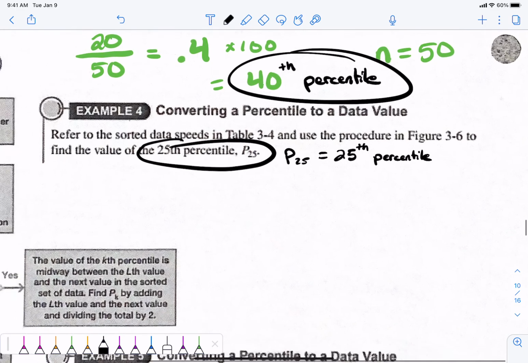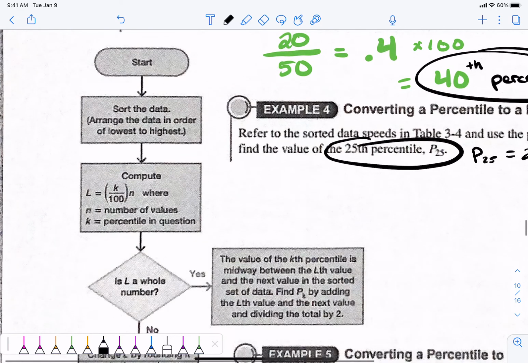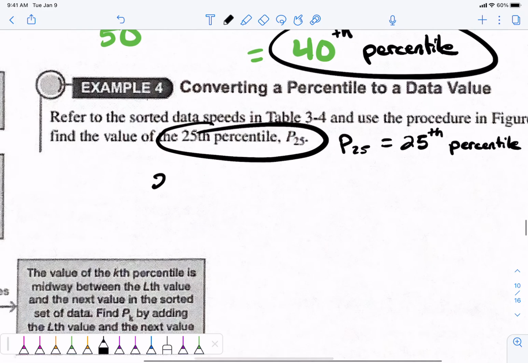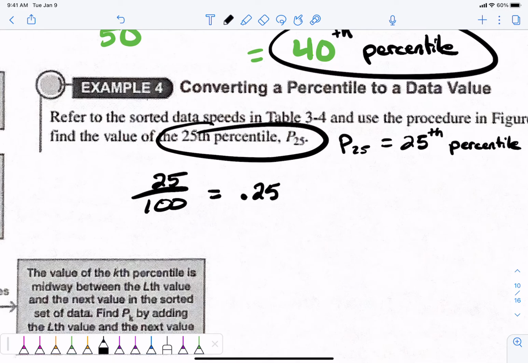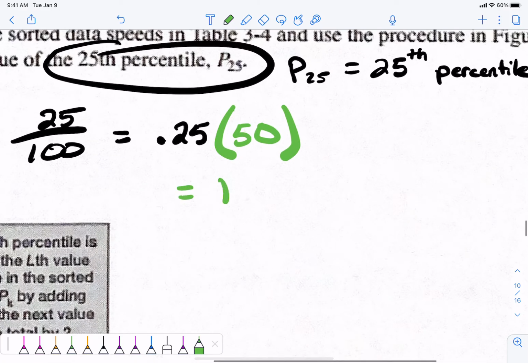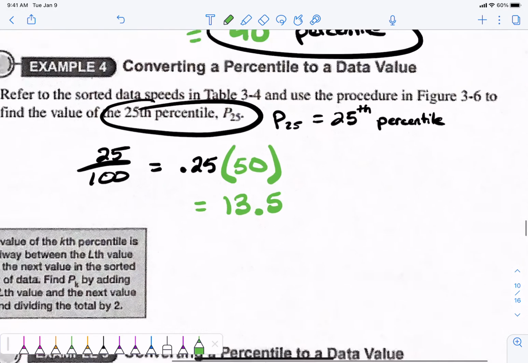So here's what we need to do. We take that percentile and convert it to a decimal, right? So k divided by 100. We would take 25 divided by 100, which just converts it back to 0.25. You could probably do that in your head. Okay, 0.25, and then I multiply by my n, and n is 50. We had 50 numbers from above. So what is 0.25 times 50? 0.25 times 50. 13. Okay.